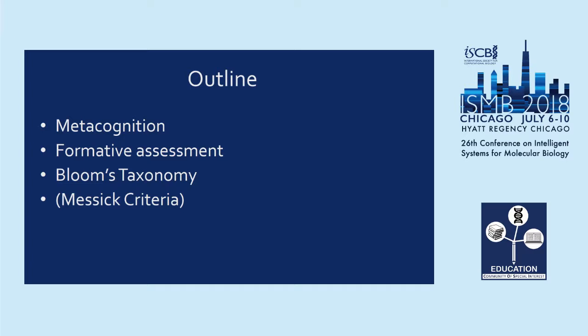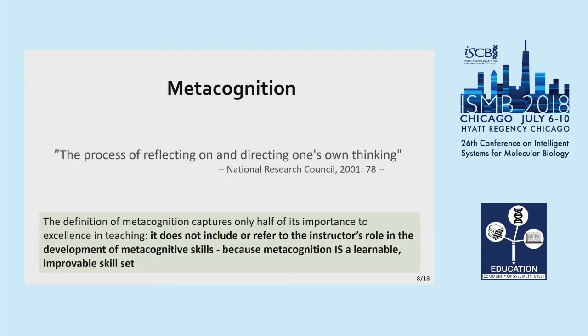So far I mentioned excellence in teaching and what is desirable in excellent teaching. And I mentioned lifelong or sustainable learning, and I gave you a definition of the learning enterprise and also what cognitive psychology is. And now the thing that I would like to talk about is metacognition, formative assessment, and Bloom's taxonomy in relation to what I've introduced so far. So, metacognition.